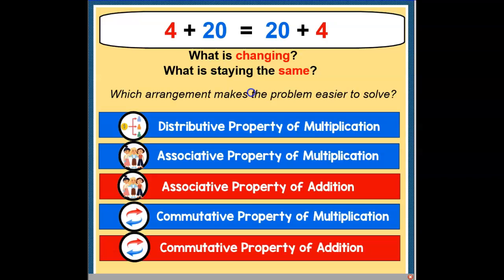If we look on this one, I see that the order of my numbers is changing. I'm flip-flopping my numbers. When I flip-flop, remember that's going to be my commutative. I commute back and forth to work. It doesn't matter the order. Commutative property. And my operator is addition, so it's got to be the commutative property of addition. So the very last one on the bottom.